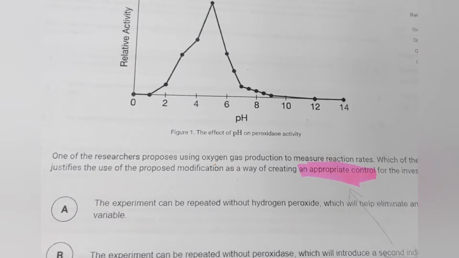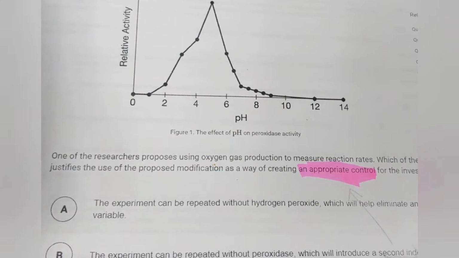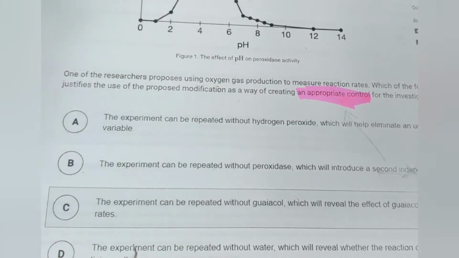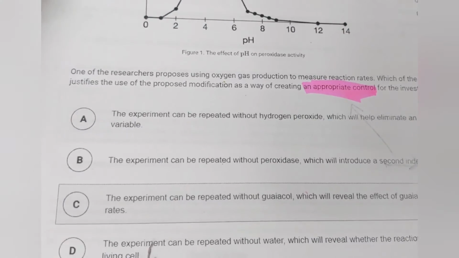And so you've got to remember that a control in an experiment is something that allows you to eliminate variation or eliminate error in your experiment. So that's what we're looking for. Okay, we're looking for something that can eliminate error or differences, variation in our experiment.